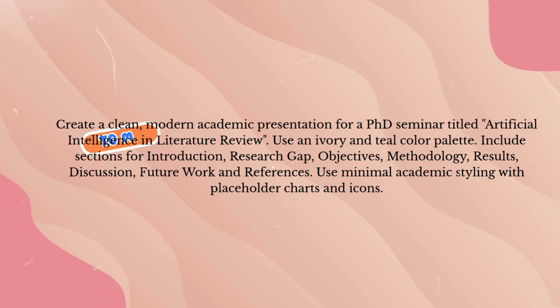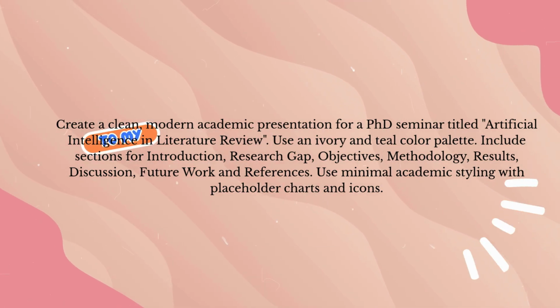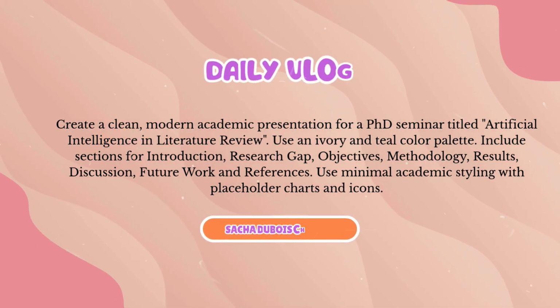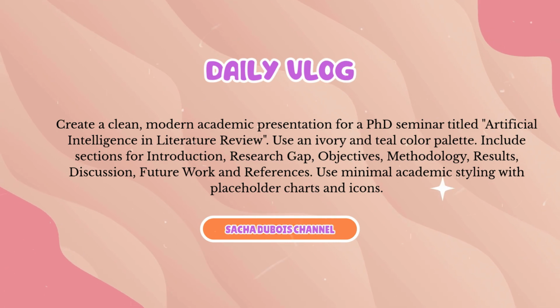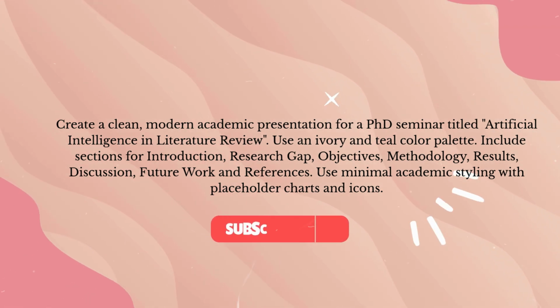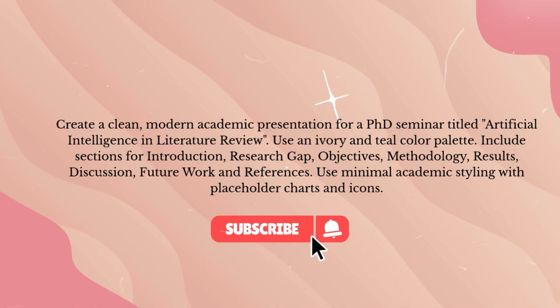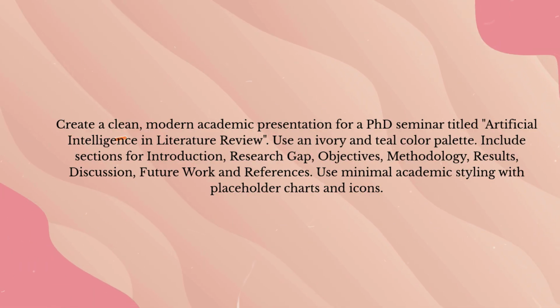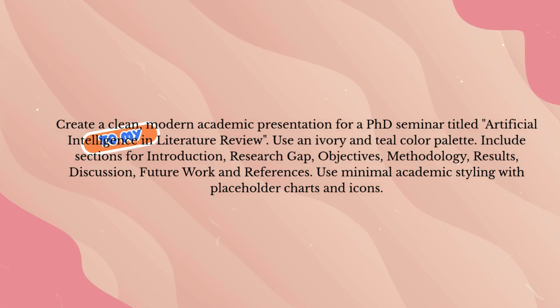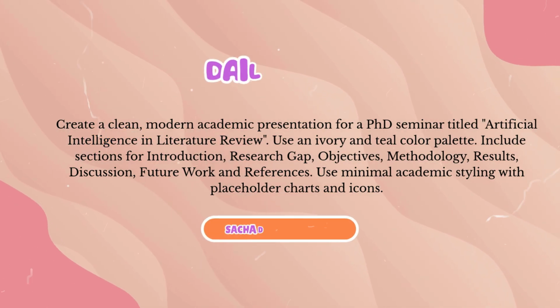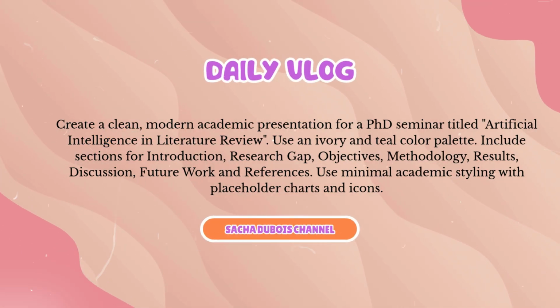Create a clean, modern academic presentation for a PhD seminar. Title: Artificial Intelligence in Literature Review. Use an ivory and teal color palette. Include sections for introduction, research gap, objectives, methodology, results, discussion, future work, and reference. Use minimal academic styling with placeholder charts and icons.